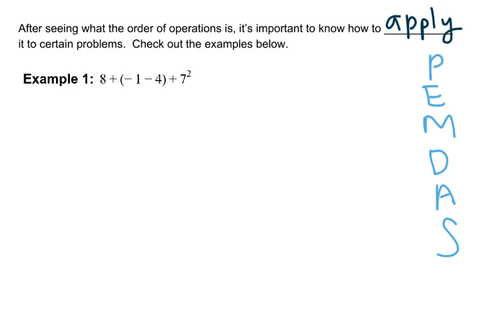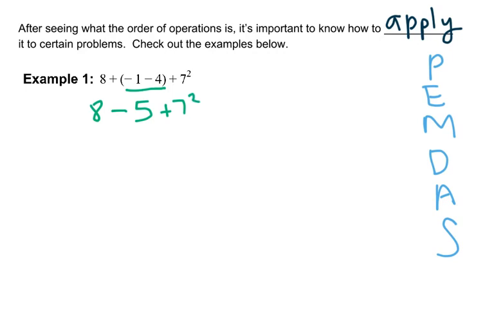So for example 1, the first thing I recognize is, hey, here's some parentheses I should take care of. So I'm just going to bring down this 8. And then what is negative 1 minus 4? Well, that is just negative 5. So I'm replacing it just like that. Okay?